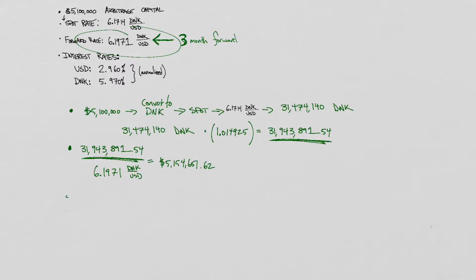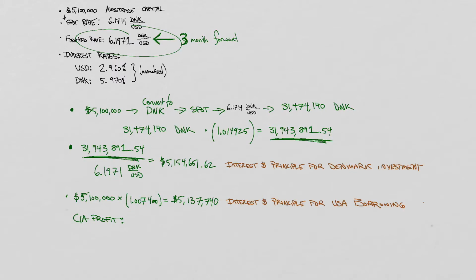Meanwhile, we had borrowed this money. We had borrowed $5.1 million in arbitrage capital, and the interest rate was the interest rate you see here, the 2.96. 2.96 is an annualized number, and so on a 90-day basis, that ends up being a little less than 1%, 0.7%, about. Meaning that we have to pay back principal plus interest, the 5.1 million principal plus interest of about $37,740.